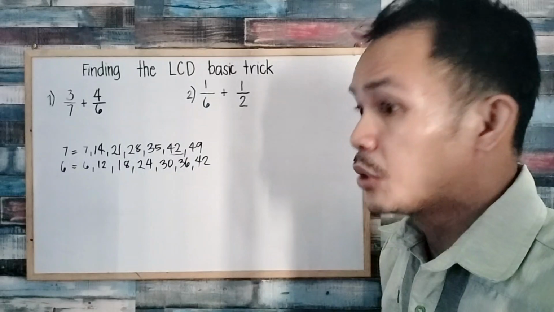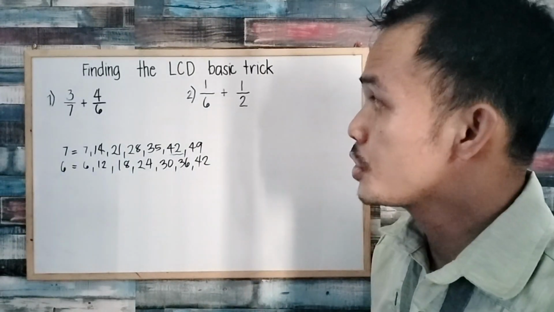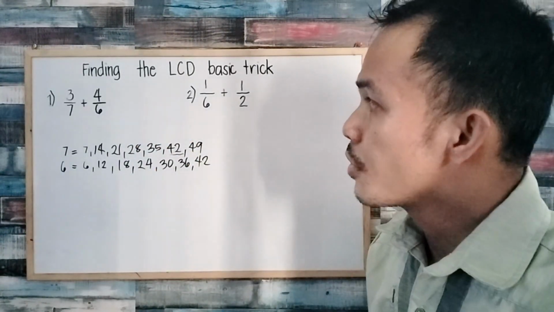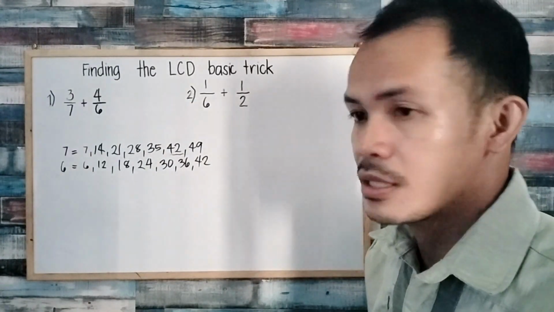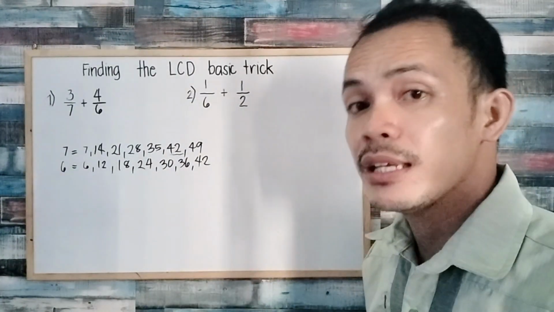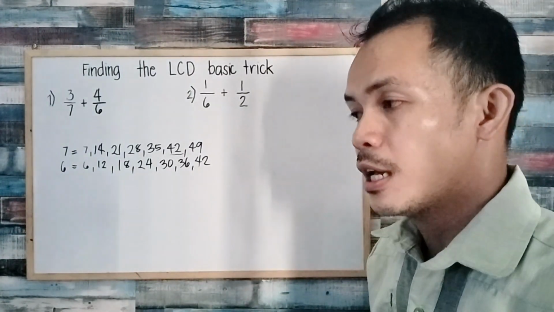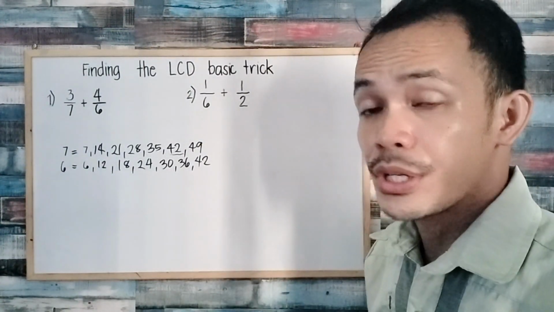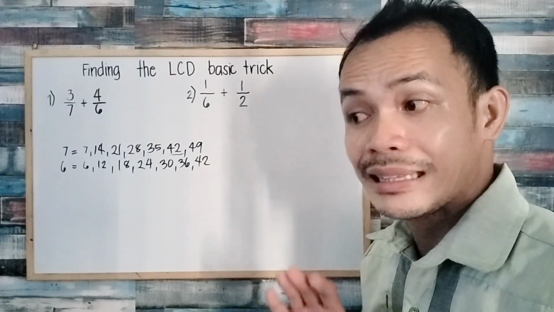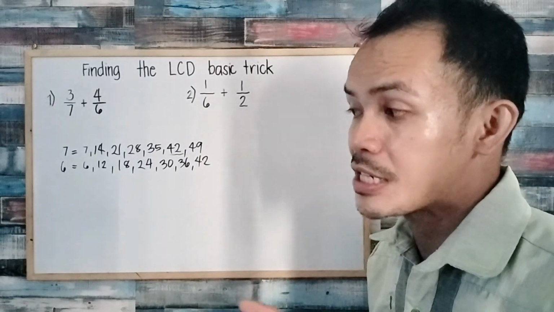All right, so it will actually take time. So let's go back here. 3 over 7 plus 4 over 6. We can easily find the LCD if we have these two conditions. First, if the denominators are prime numbers, or at least one of the denominators is a prime number.